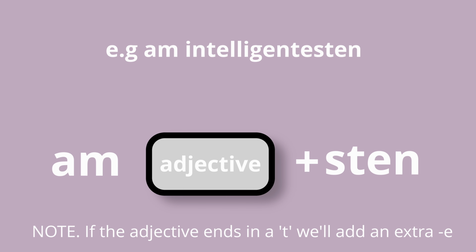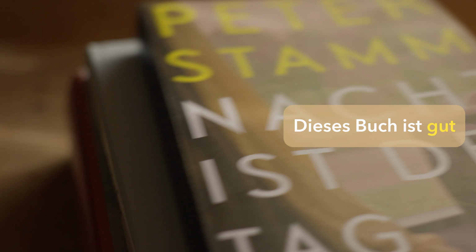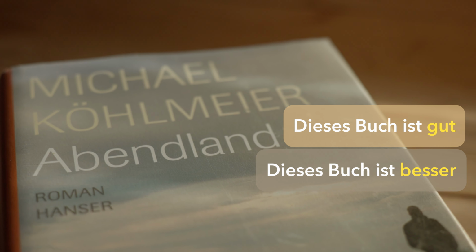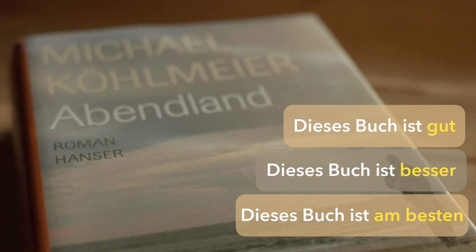Instead of using the word the to talk about the best, the biggest, we're going to use the familiar preposition am. So dieses Buch ist gut, dieses Buch ist besser und das Buch ist am besten. But if we look at these examples, we can see that it's actually mostly a fairly easy structure to use.